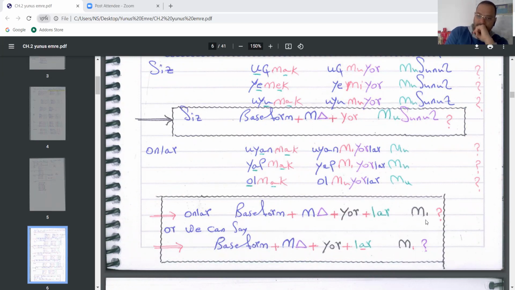To be: uyanmıyorlar mı? Uyanmıyorlar mı? Yapmıyorlar mı? Olmuyorlar mı?